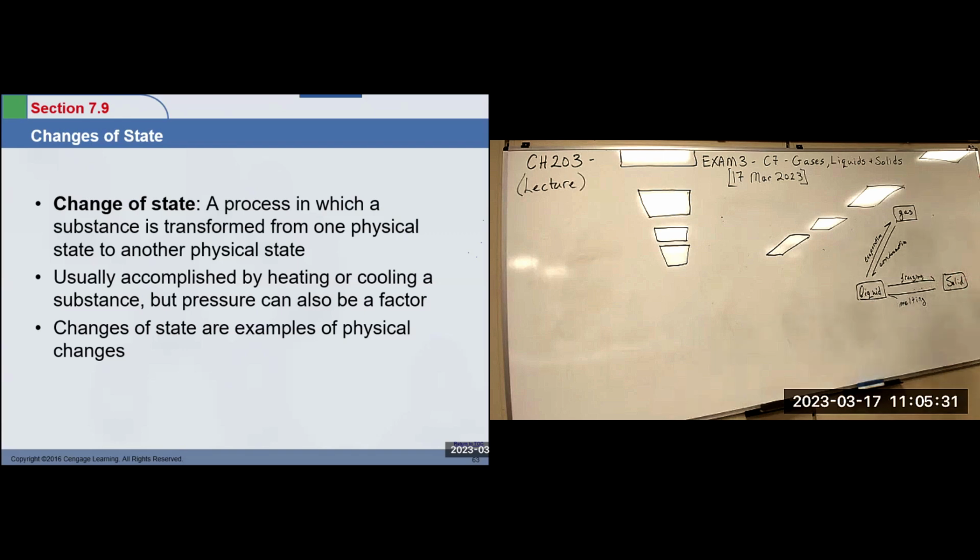Okay, now here's the special one. Gas and solid, direct transfer from one to the other. Okay, if we go from a gas to a solid, that's called deposition. And if we go from a solid to a gas, that's called sublimation. Okay.